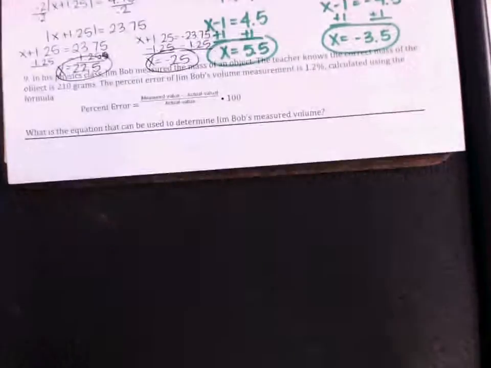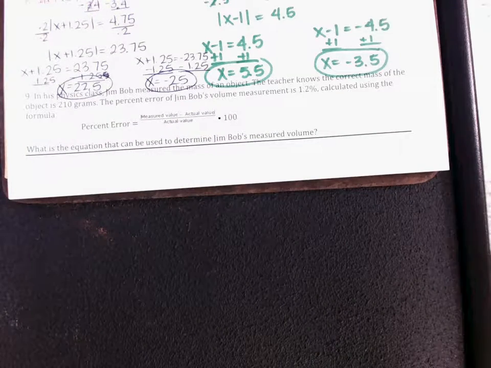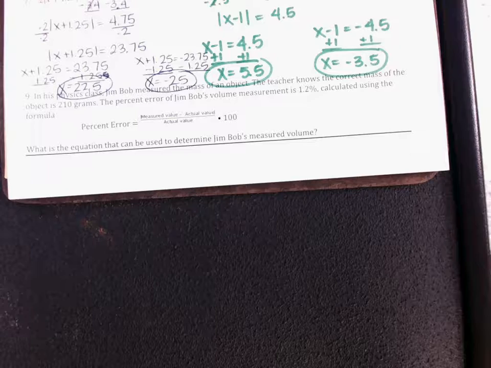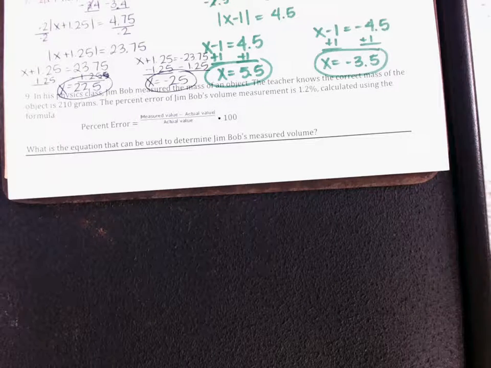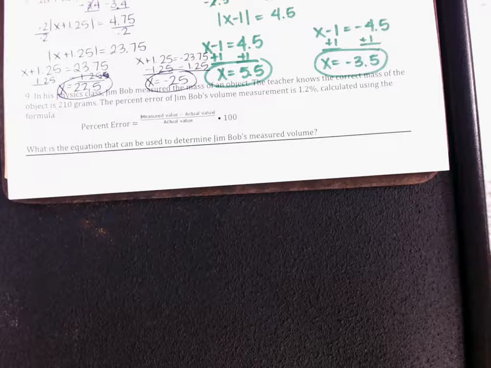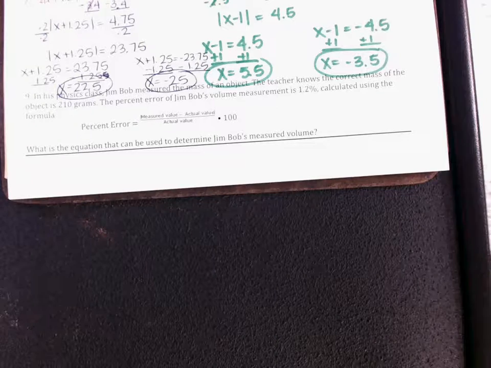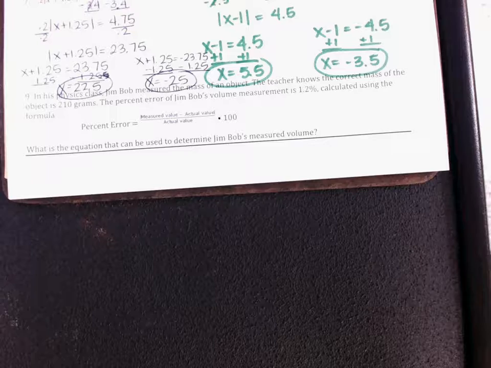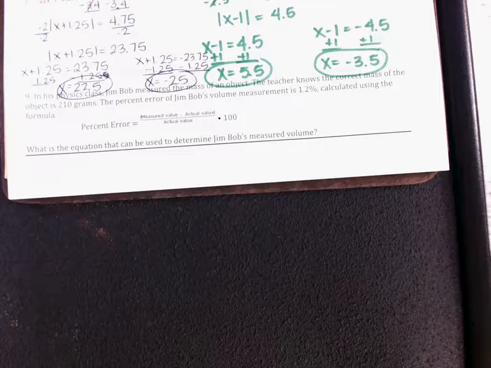There's one just like this on your test. This is really more of like a science application. Okay, it says, in his physics class, Bob measured the mass of an object. The teacher knows the correct mass is 210. The percent error of his volume measurement is 1.2%, calculated using this formula. What is the equation that can be used to determine his measured volume?